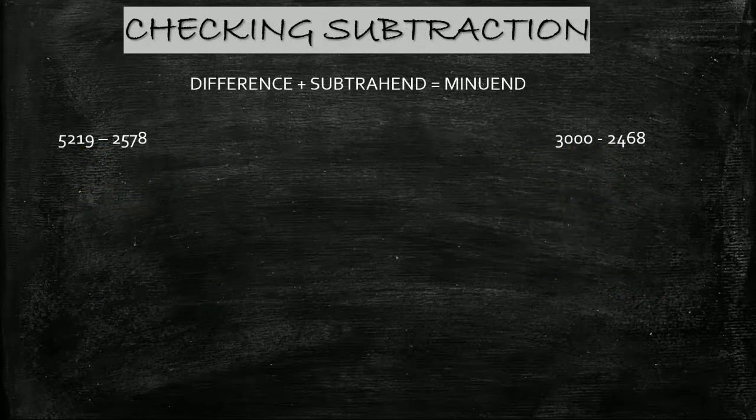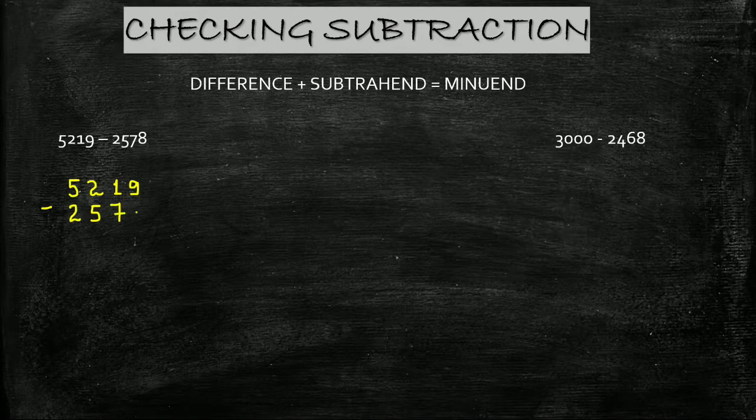Addition and subtraction are inverse operations. We can check any subtraction sum with the help of addition. So let us first do the subtraction of the given question. 5219 minus 2578. Write these numbers in column. So 5219 minus 2578. We have to subtract them.